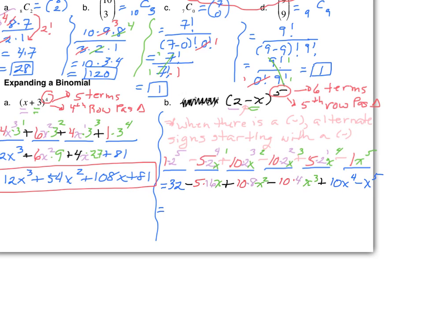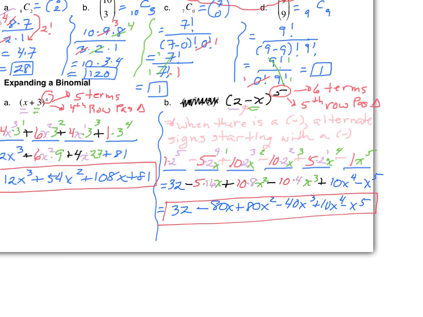And then from here, just finish it up. 32. What's 5 times 16? So we've got 80x. 10 times 8, 80x squared, that's positive. And then 10 times 4, minus 40x cubed, plus 10x to the 4th, minus x to the 5th. And so this is your final polynomial. Your highest degree term in that polynomial had better match the power of your binomial. And so the power of the binomial is 5. Highest degree term is over here, and that has a power of 5.